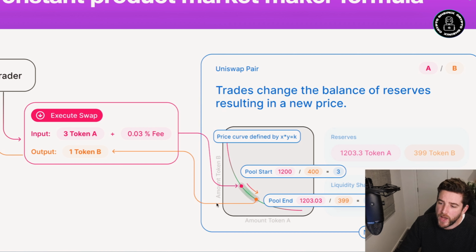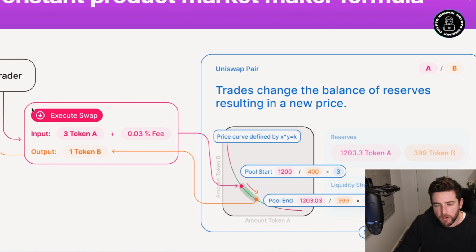And on the y-axis, we have the amounts of token B in the pool, and on the x-axis, we have the amount of tokens A in the pool. So what happens is, let's say the pool starts at a certain price. We have 1,200 of token A and 400 of token B. If we divide these amounts, we have a price of 3. Perfect. So let's say in the curve, we are at this dot.